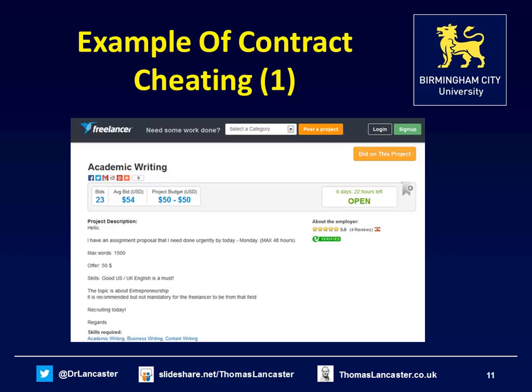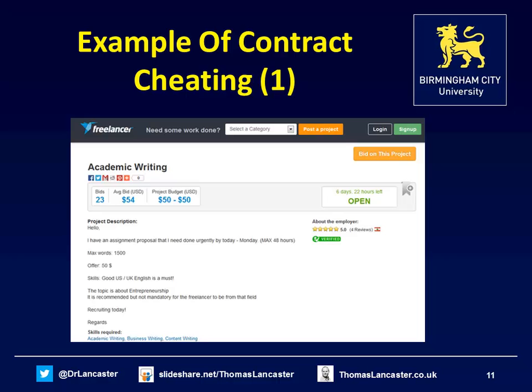Freelancer, of course, is not just a site for students looking to cheat. It has perfectly legitimate business uses as well. But these two examples I found in a matter of minutes. They're very easy. There is even a section designated academic writing on there, which is where I found this example from.